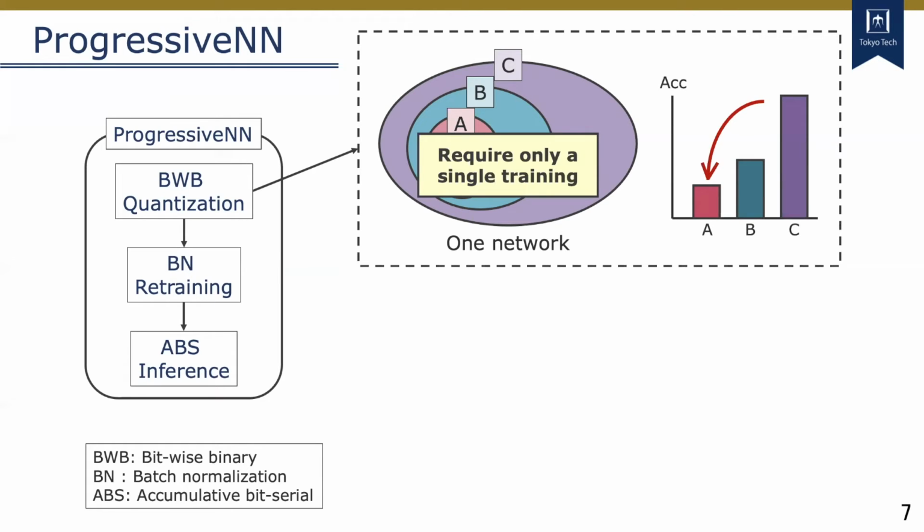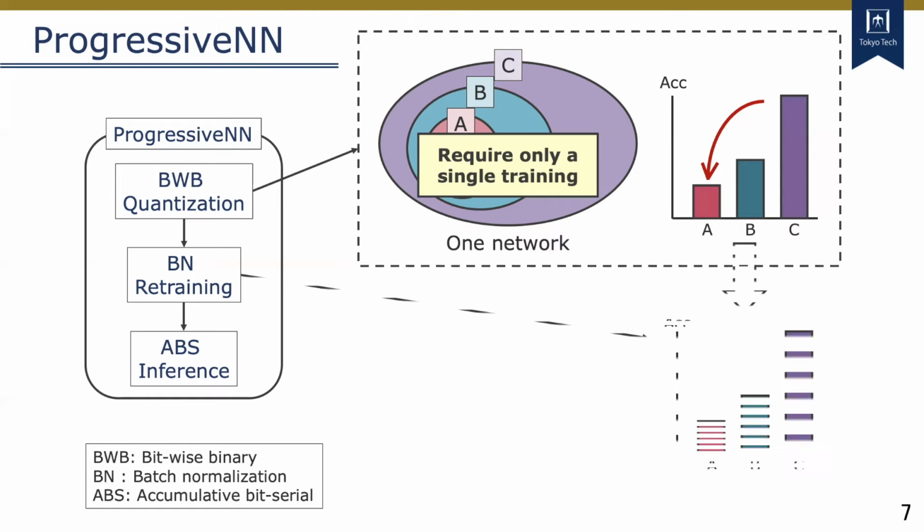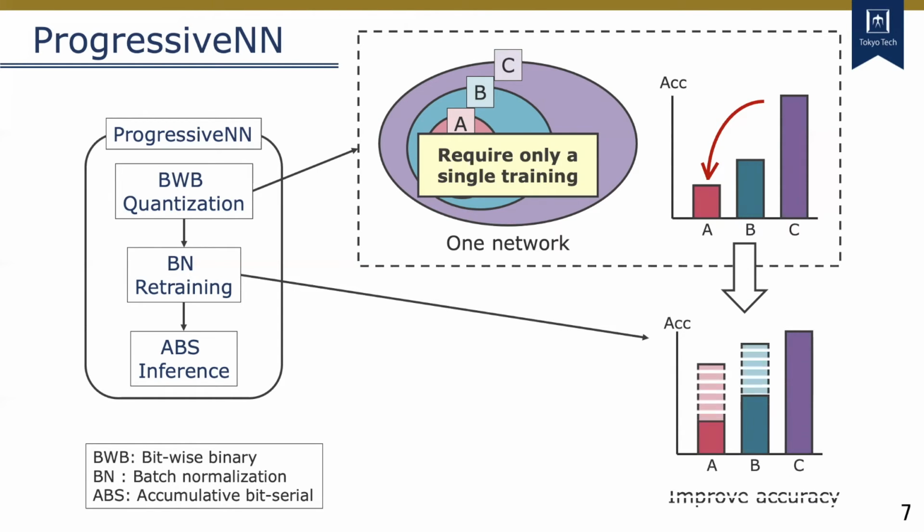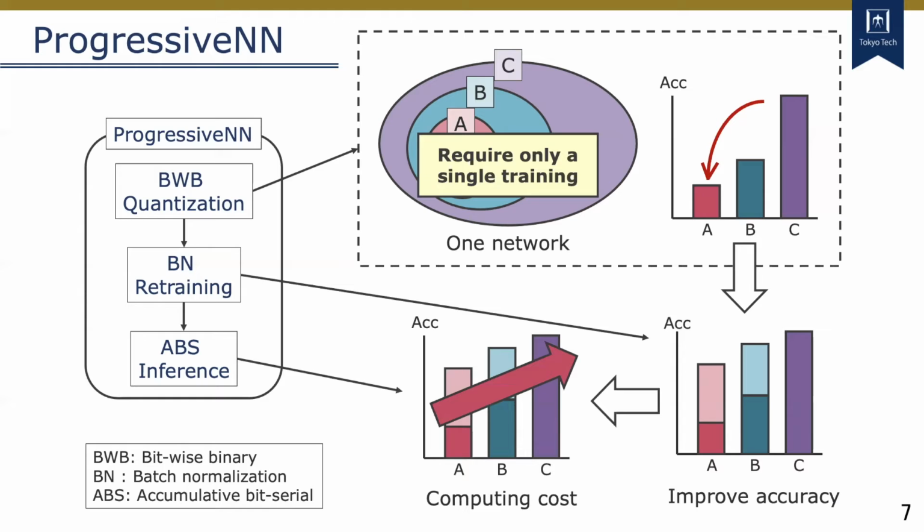However, compared to network C, network A and network B, which are part of network C, are less accurate than network C. So BN retraining suppresses the accuracy degradation caused by BWB quantization. And ABS inference adjusts the inference cost to achieve scalability, utilizing BWB quantization and BN retraining.